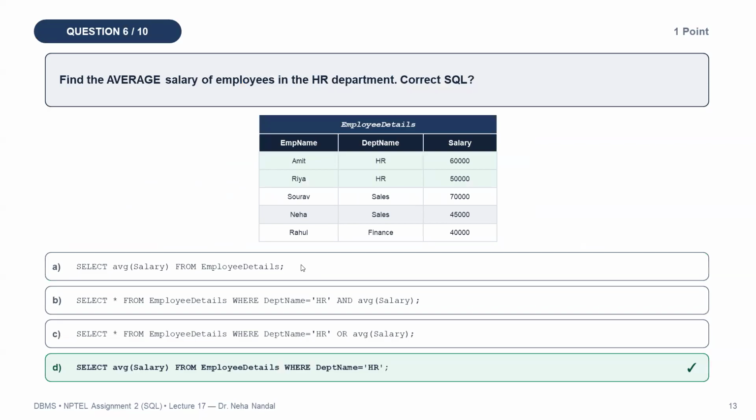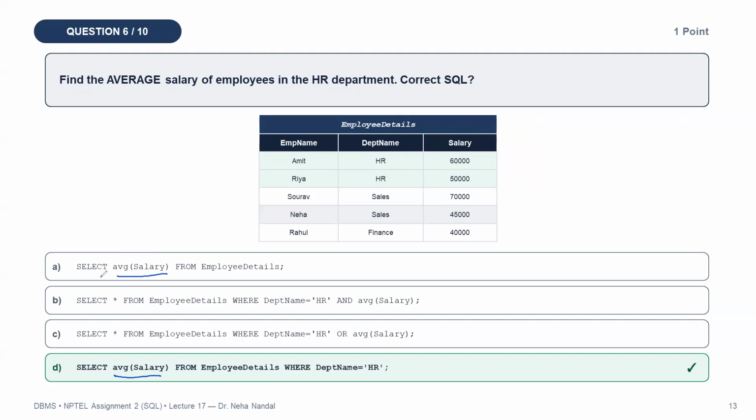Let's move to question number 6. Find the average salary of employees in the HR department. We need to find the correct SQL statement for that. Here we have to use the aggregate function, the average function AVG, so we want the average of the salary. You have to see where average salary is given in the options. Only in two options is average salary utilized.